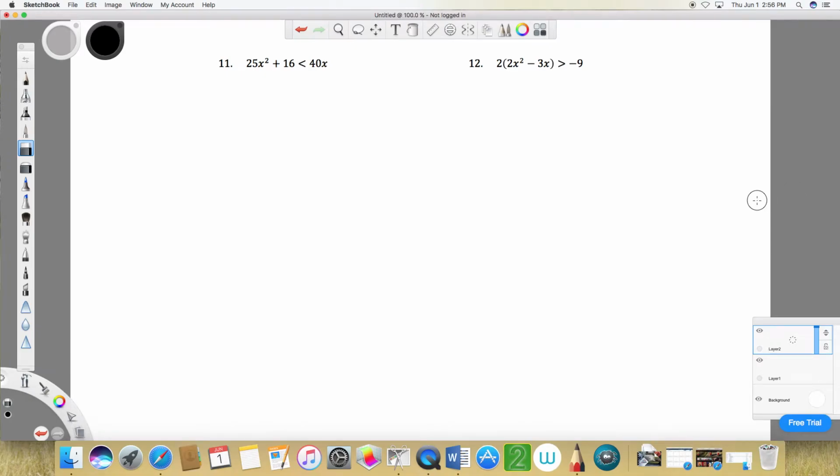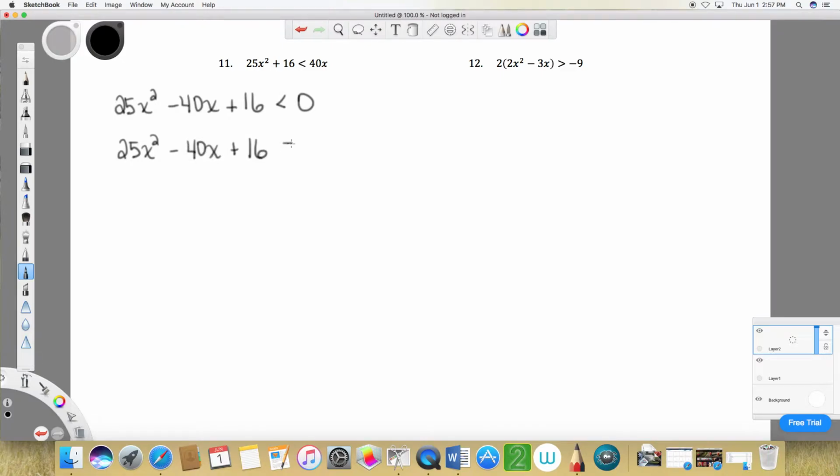Let's take a look at these quadratic inequalities. If we look at number 11, let's write this in standard form. We've got 25x squared minus 40x plus 16 is strictly less than 0. Now, in my first step, I'm going to ignore this inequality and make it an equation, and I'm going to solve this equation.